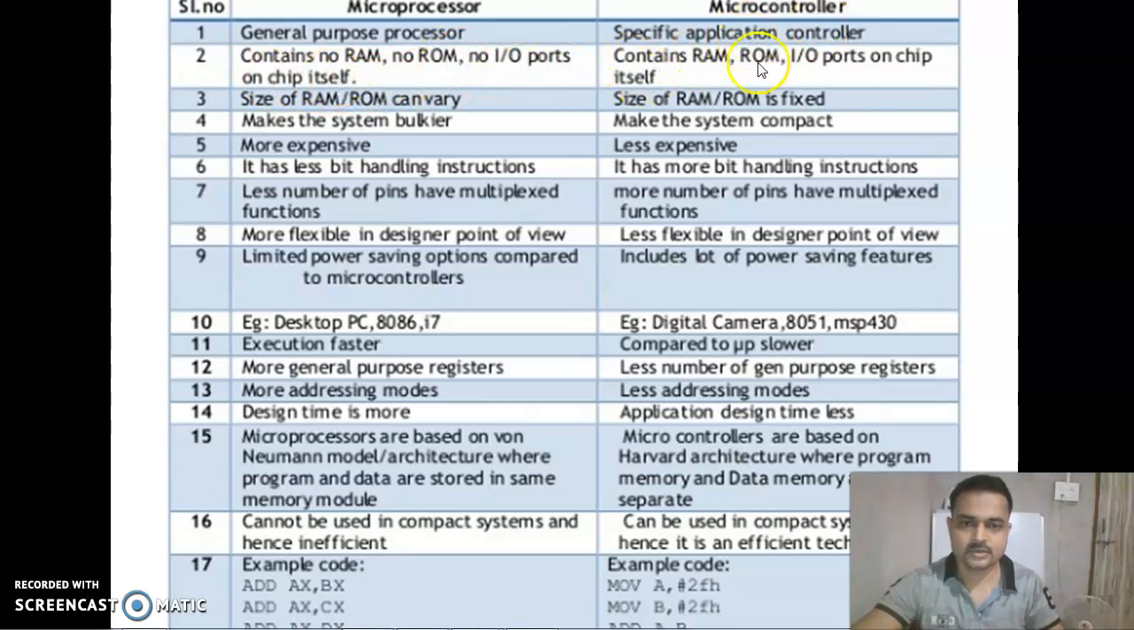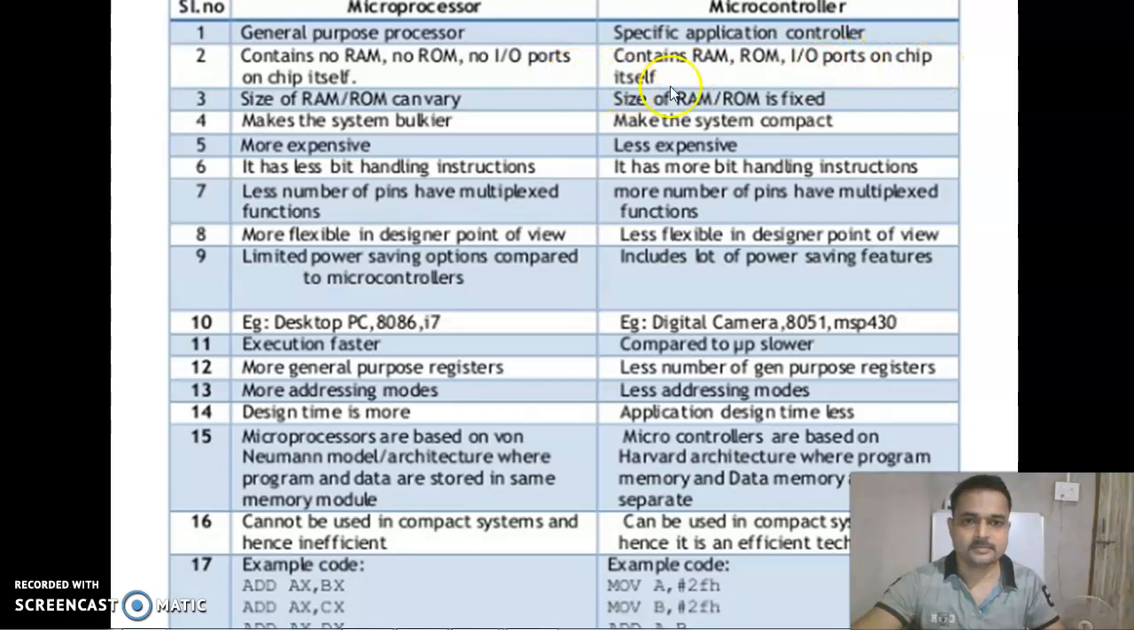In case of microcontroller, it contains on chip RAM, random access memory, and ROM, read only memory. Random access memory is used for temporary storage of data. Read only memory is for permanent storage of data. Read and write operations are both possible in case of RAM, but in case of read only memory, only read operation is possible. Once we write, we cannot erase.